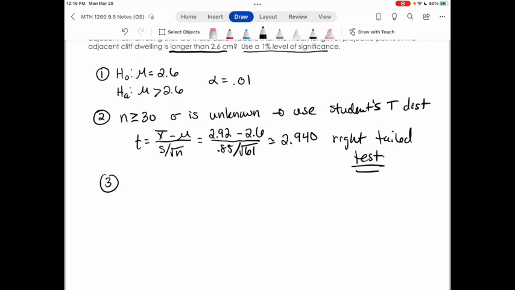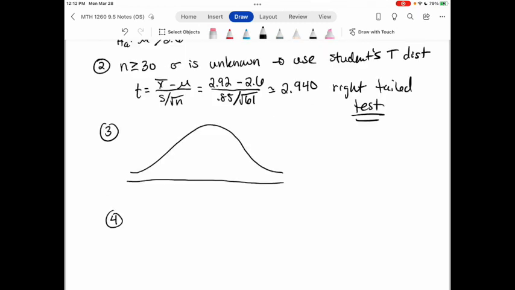Now, because we're looking to see if this is greater than 2.6, this is going to be a right-tailed test. In step 3, we're going to do the rejection region method. Because this is right-tailed, and this is a 1% alpha, we want to look for that cutoff point so that we have 1% in this tail. So I've got to find t critical that gives me that value. So I'm going to do inverse t on the calculator to find that value. I'm going to find that that t critical is 2.39.